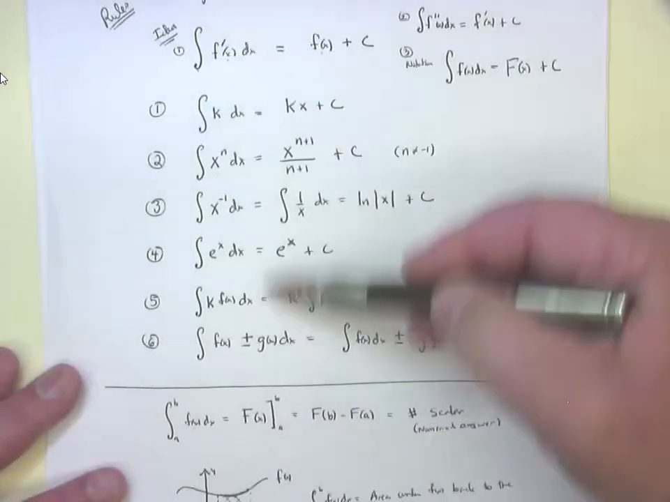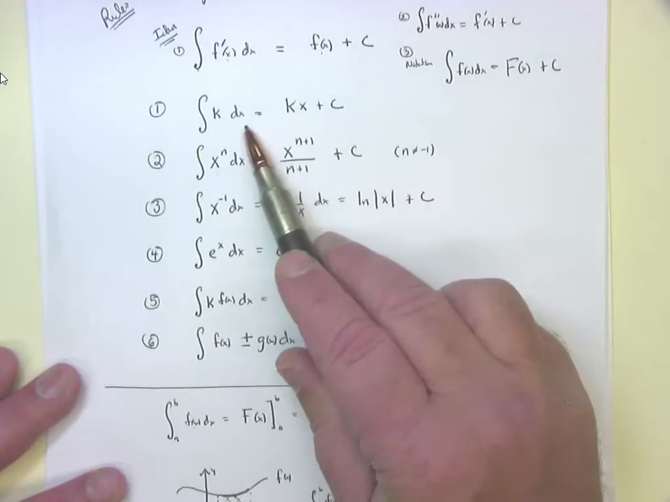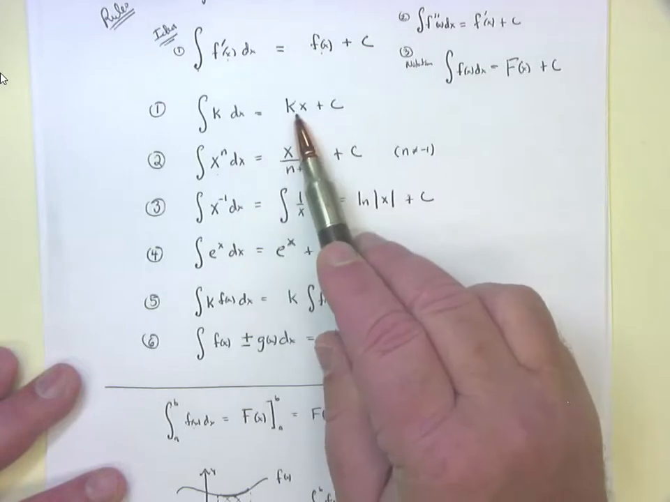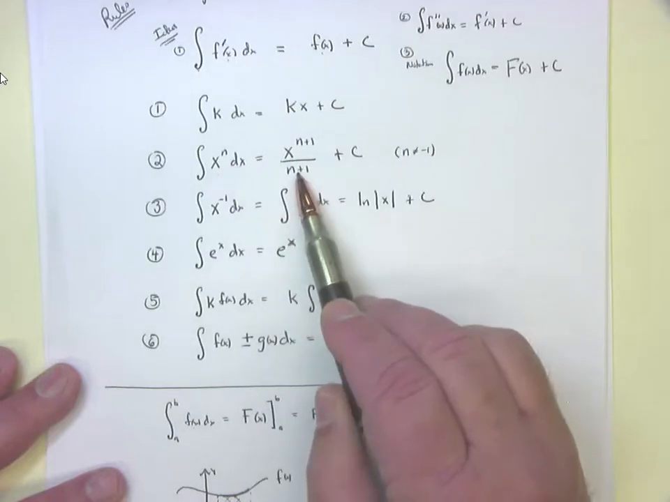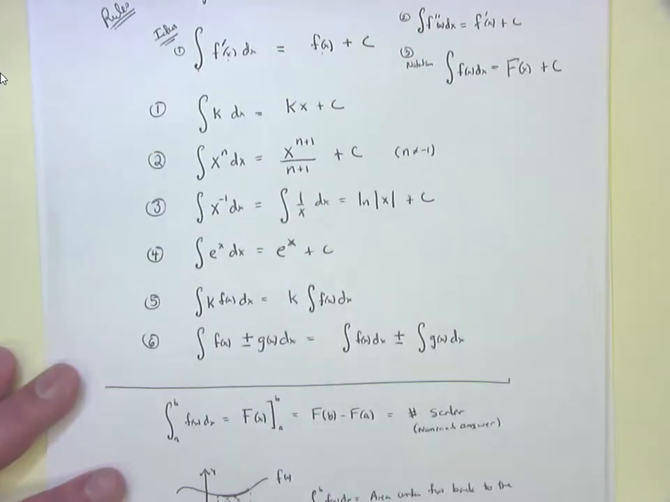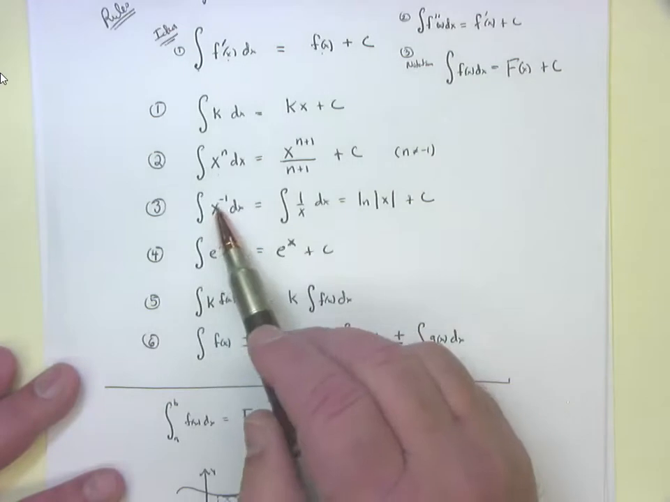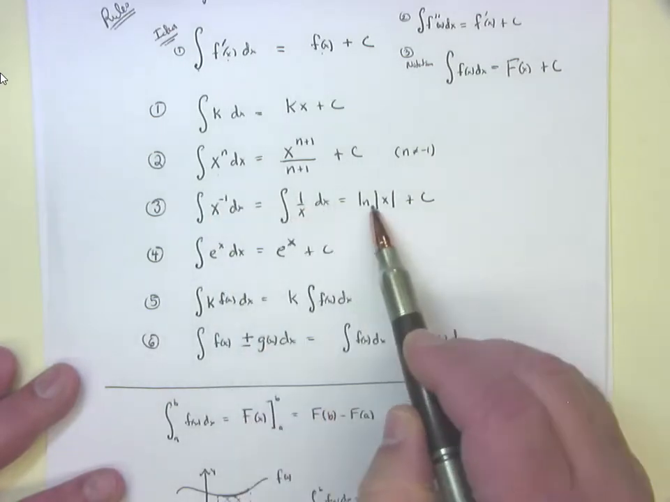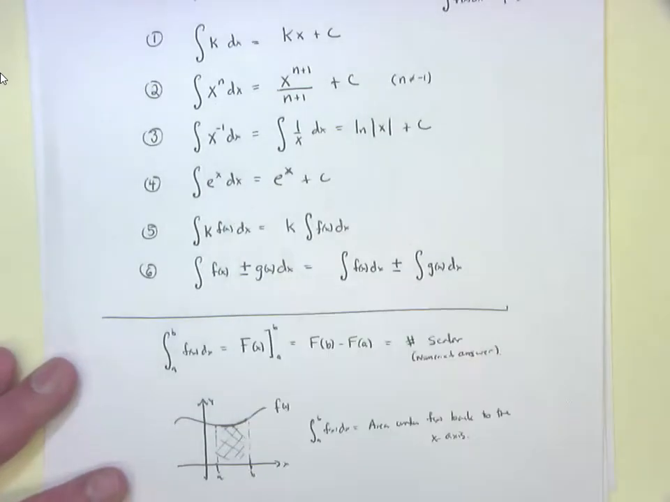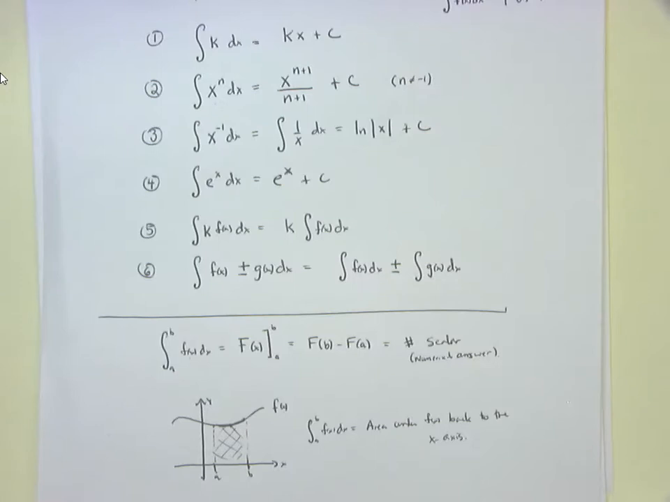And here are your basic rules right here. When you integrate a constant with respect to x, you get a constant times x plus c. When you integrate x to the n dx, you get x to the n plus 1 over n plus 1 plus c, provided n is not negative 1. The integral when n is negative 1, the integral of x to negative 1 dx, which is the same thing as integral 1 over x dx, is the natural log absolute value of x plus c. The easiest one of all is the famous integral of e to the x dx. It's its own integral, so integral e to the x dx is e to the x plus c.